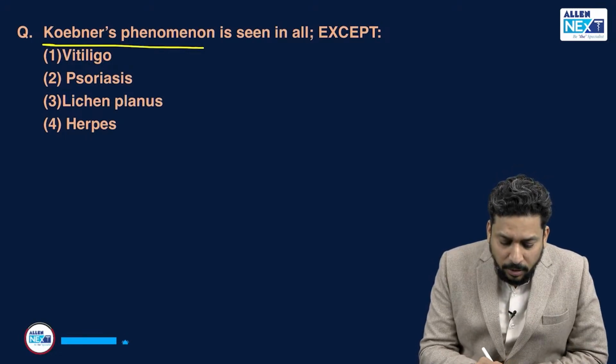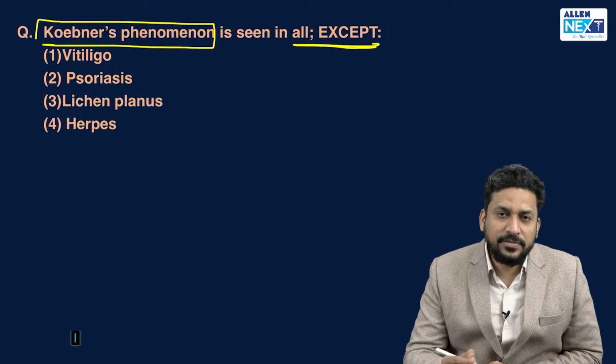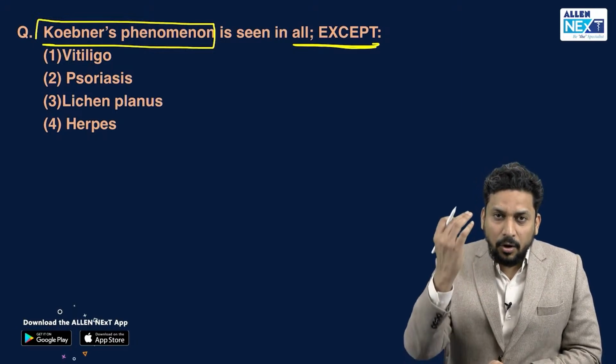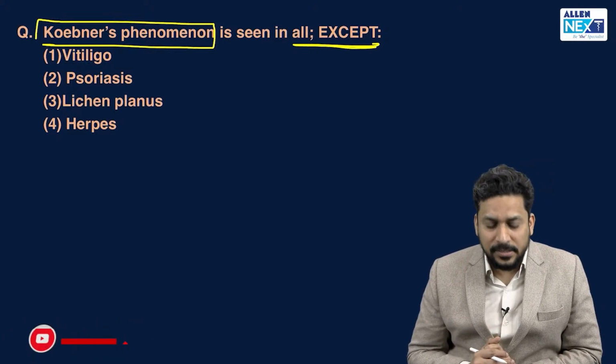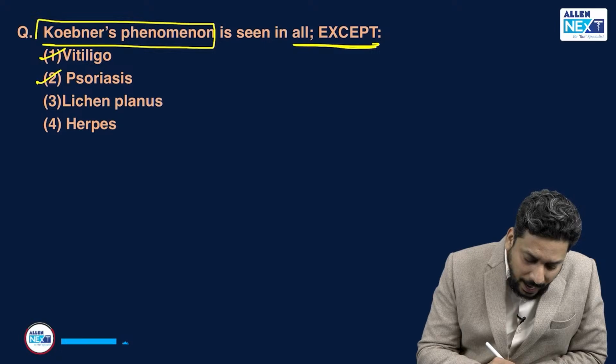Then Koebner's phenomenon is seen in all except. Now, you know what is Koebner's phenomenon? It is isomorphic phenomenon or development of the lesions along the line of trauma. So what happens in conditions like psoriasis, vitiligo and lichen planus?